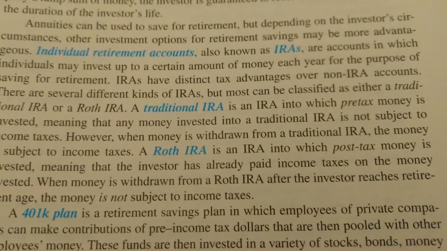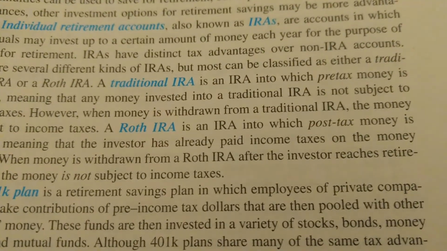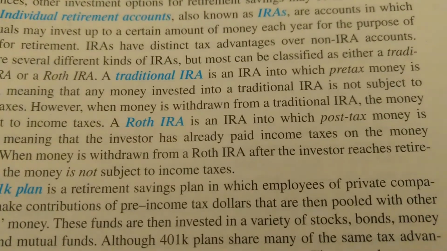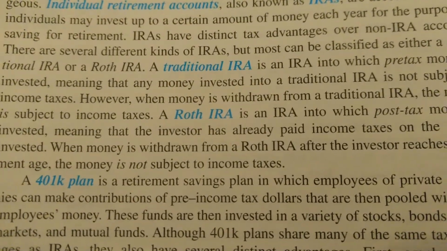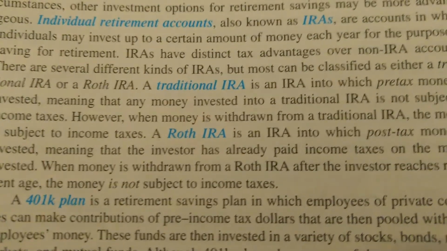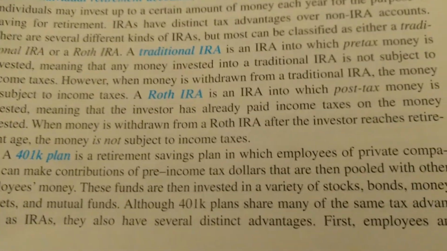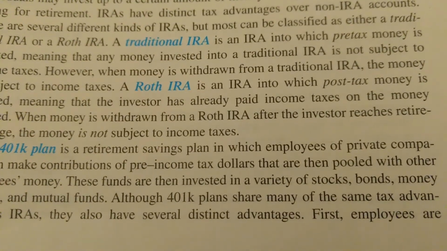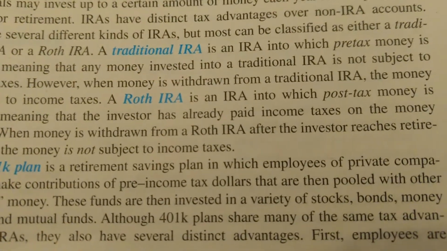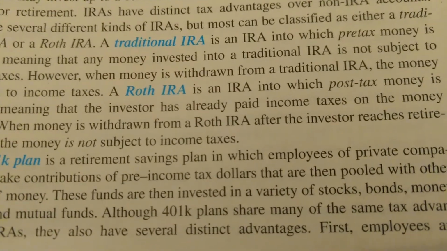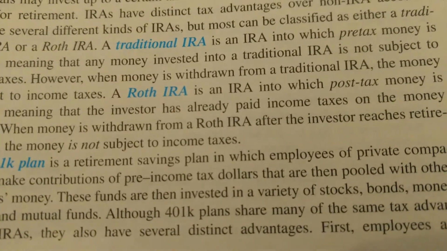You have individual retirement accounts, IRAs. A traditional IRA is an IRA into which pre-tax money is invested, meaning that money comes out of your paycheck before taxes, which means when you withdraw it, you're going to have to pay taxes on it. A Roth IRA is an IRA where they take the money out of your paycheck after taxes. That means when you withdraw money from the Roth IRA, you don't have to pay taxes because the taxes have already been taken out.